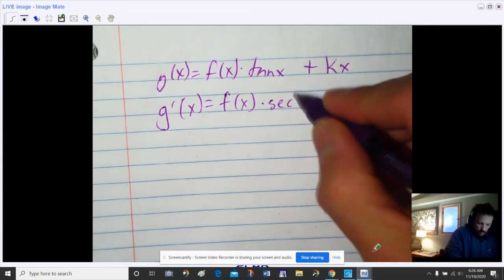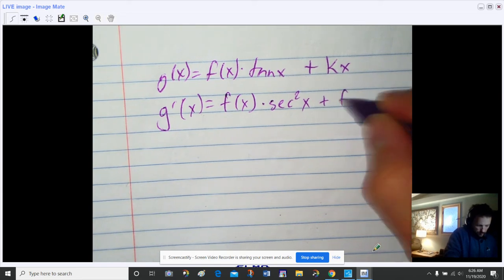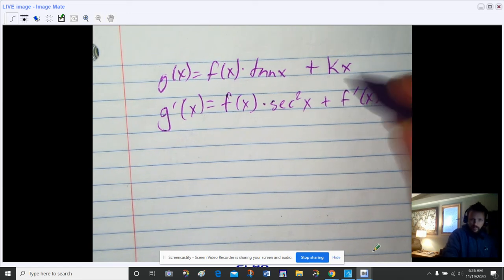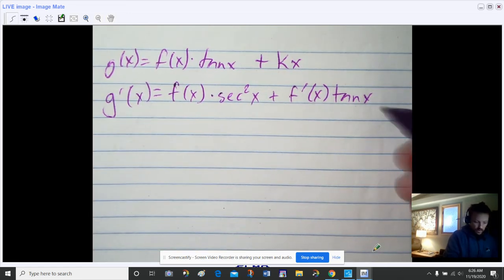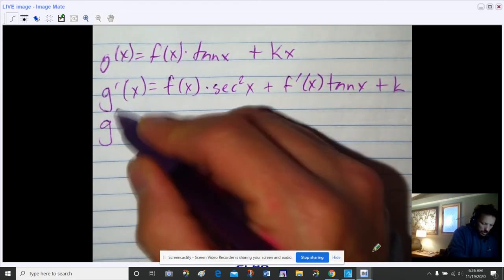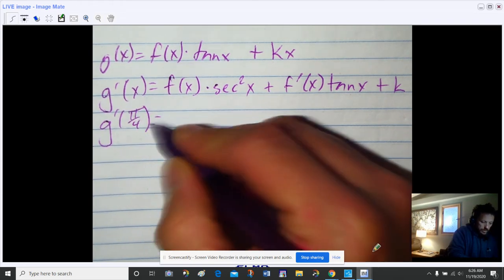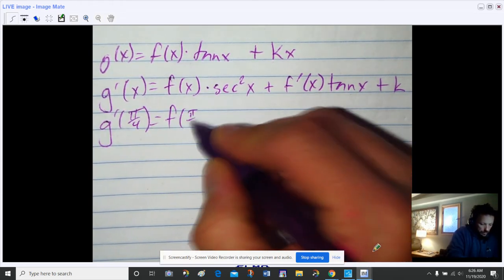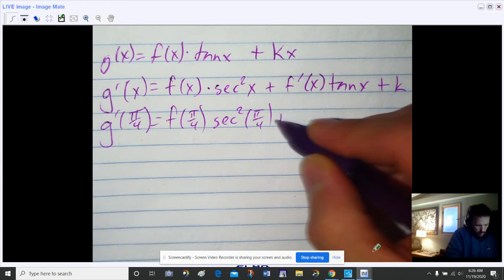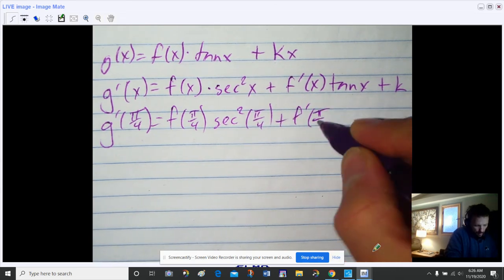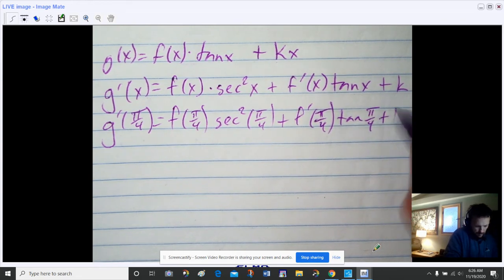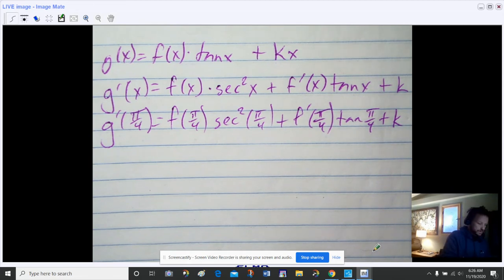We're going to take the derivative. And don't forget, with this part, you have to use the product rule. And then the derivative of kx, it's just like the derivative of 3x, it's just the constant, whatever that constant is. We're told g prime of pi over 4, so we're going to use f of pi over 4, secant squared of pi over 4, f prime of pi over 4, and tangent of pi over 4. But k no longer has the x, so we don't worry about that there.